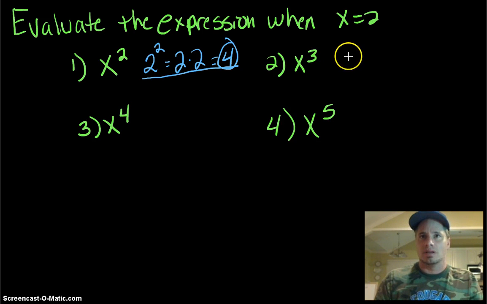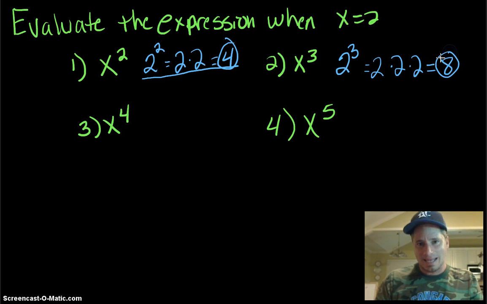It's late. Okay, here I'm going to substitute the 2. That's 2 cubed. Well, 2 cubed is the same as 2 times 2 times 2. It's not 2 times 3. It's 2 times 2 times 2. And that equals, as we all know, 8.